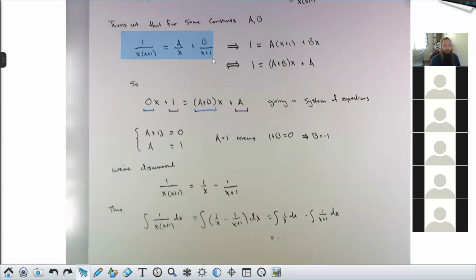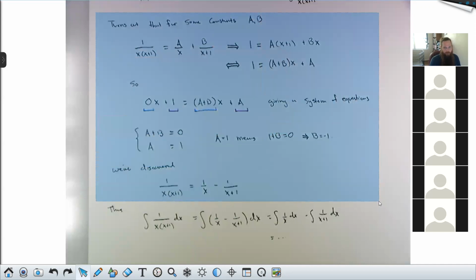This process of splitting up your rational function based on the factors of its denominator is called partial fractions, or partial fraction decomposition. And it's a big deal. It's an algebra procedure. There's absolutely no calculus, right? I have done zero calculus here, just algebra. Pretty simple algebra. But there are a few catches.